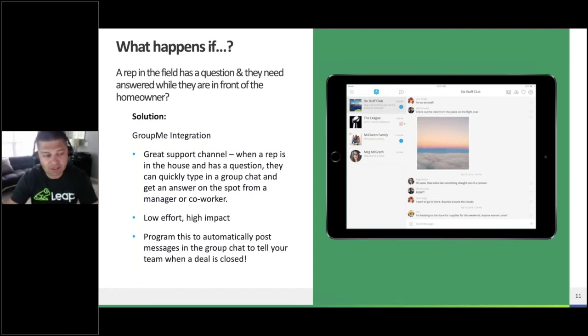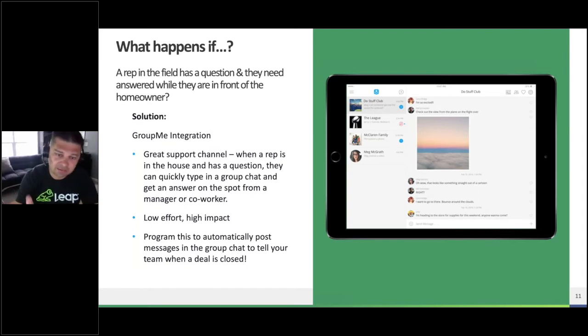And this is where Leap comes into play, because Leap has a direct integration with GroupMe. If you already have a group chat set up with your reps, you can have Leap post messages as a bot into your group chat, so that every time a rep sells a deal, it can pick a random message that you can define. You can create as many random messages as you want, and it will randomly pick one and post it into the group chat saying, hey, Jeff sold for 25K, great job. Or finally, Joe sold something, 15K.